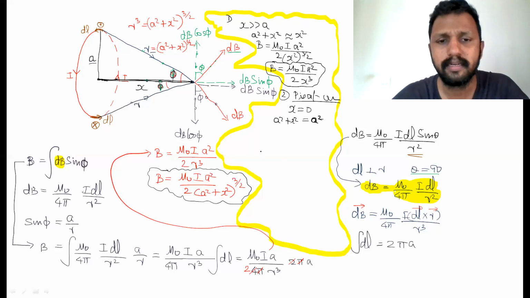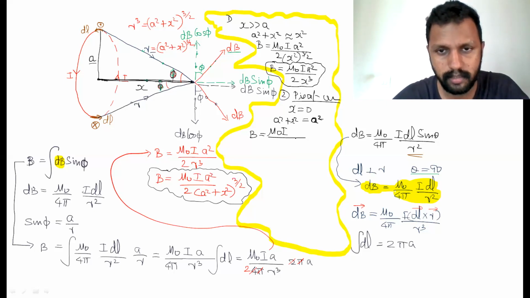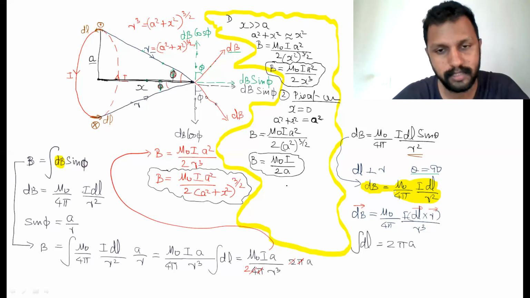Then this equation will be rearranged as mu 0 IA square divided by 2 into a square raised to 3 by 2. That is a square raised to 3 by 2. 2 and 2 will get cancelled and it will become a cube. A cube, and this a square, there will be denominator a cube and numerator a square. A square and a cube will get cancelled and there will be an a in the denominator. B is equal to mu 0 I divided by 2a. Therefore, this is the formula that we will get if the point is at the center.